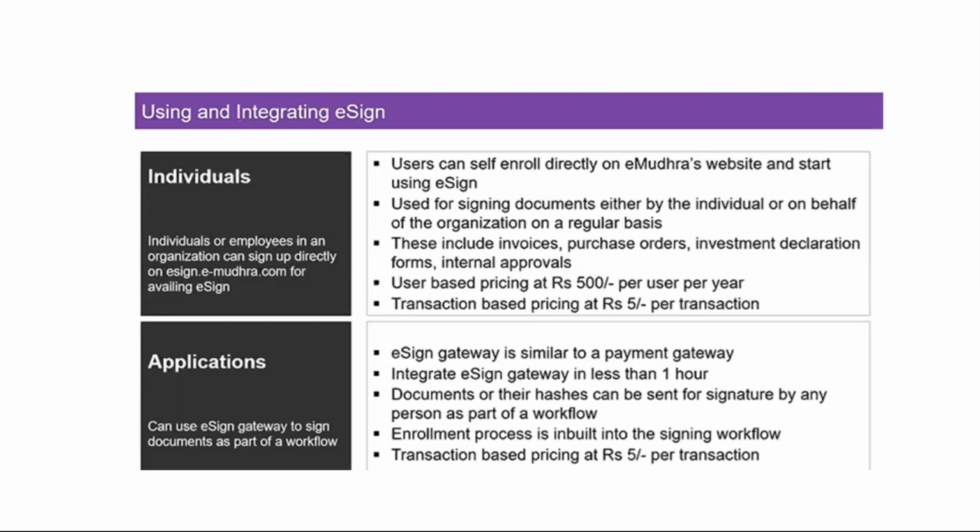For applications such as customer onboarding, HRMS, CRM, SAP, or Salesforce where signing is mandatory as part of the workflow, eMudra provides a gateway, which works similar to a payment gateway. This can be integrated with your application in less than 1 hour. This integrated gateway configured to your application can be used to send the documents to the authorized signatories as part of the workflow. The enrollment process is also built into the signing workflow, and the commercials applicable are based on transaction, priced at 5 INR per transaction.